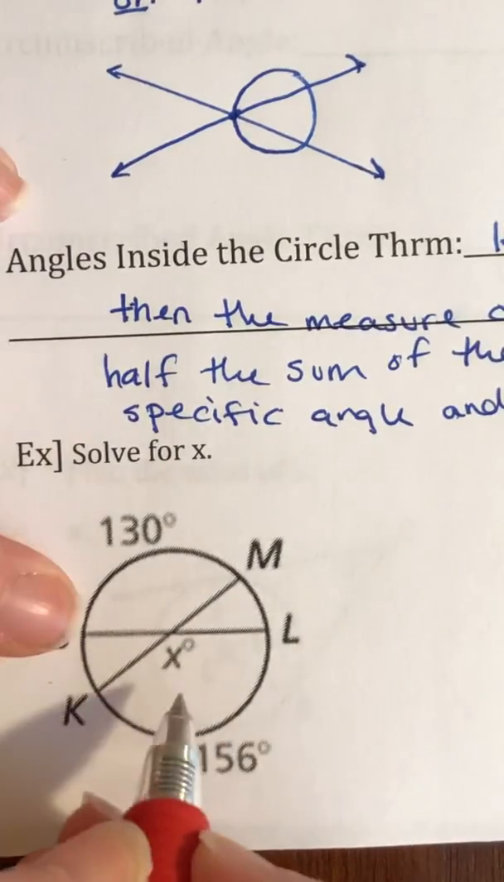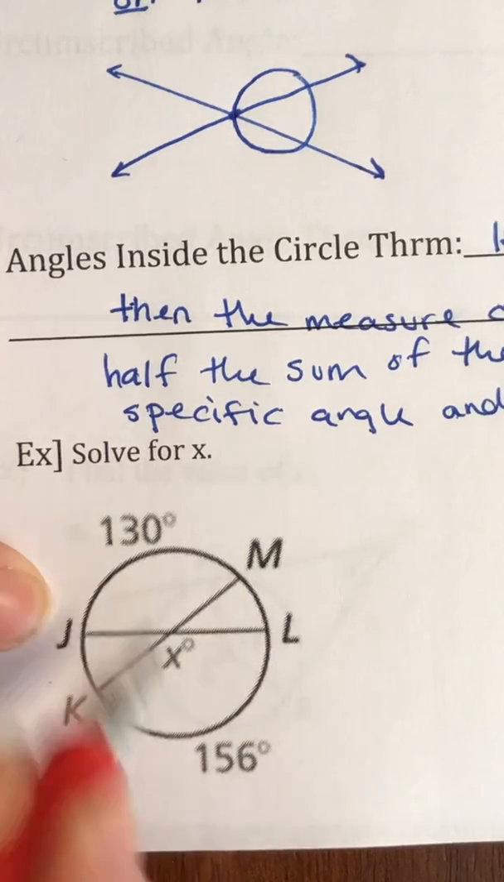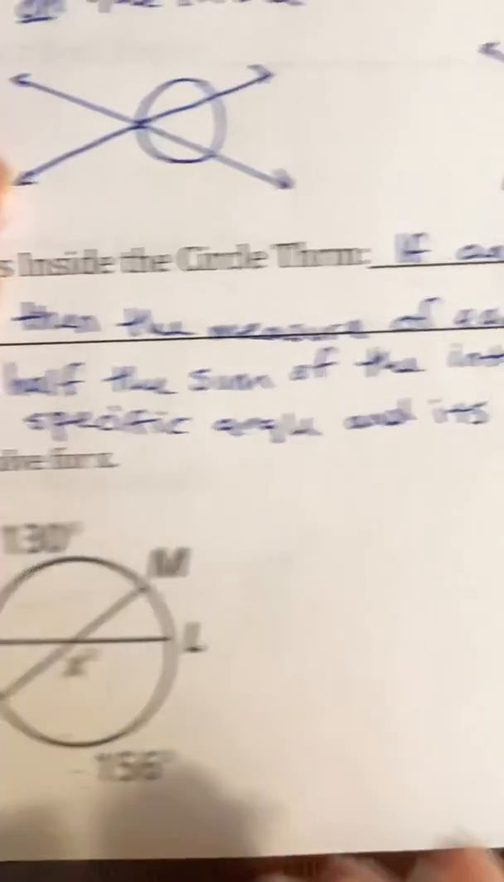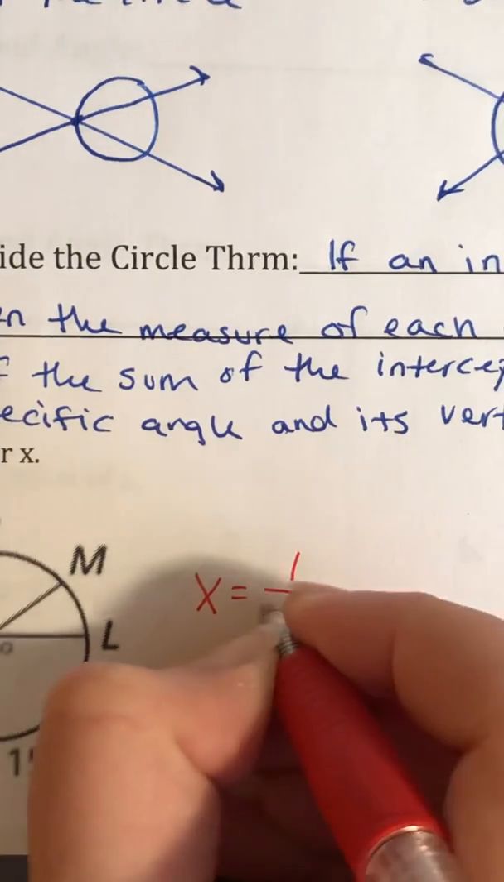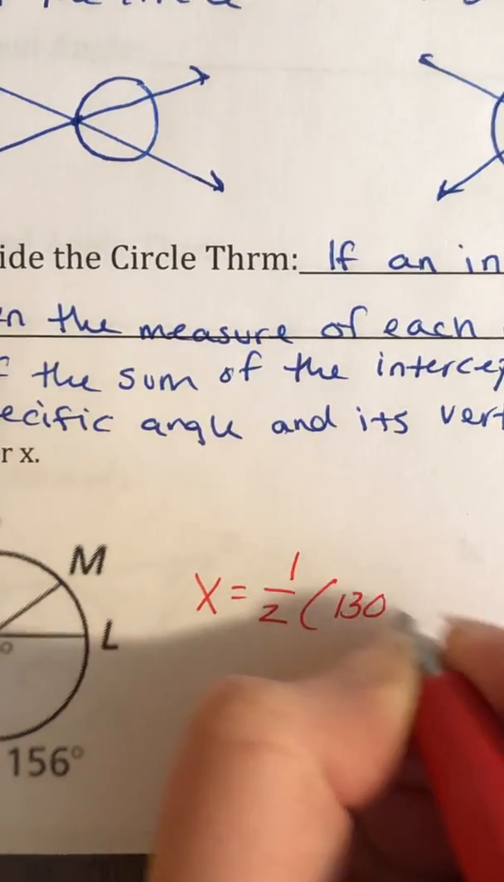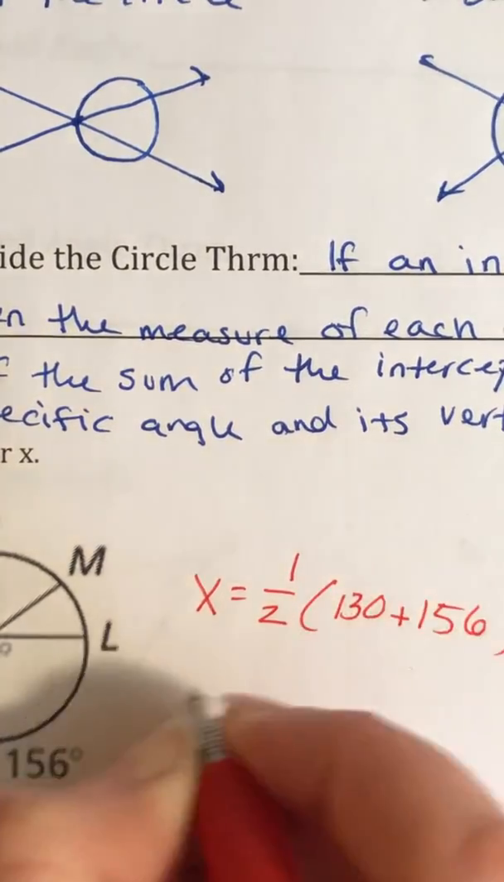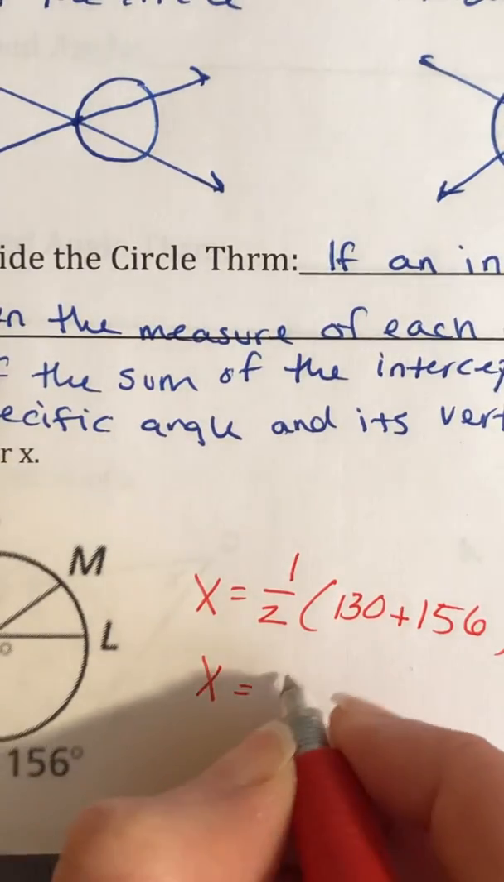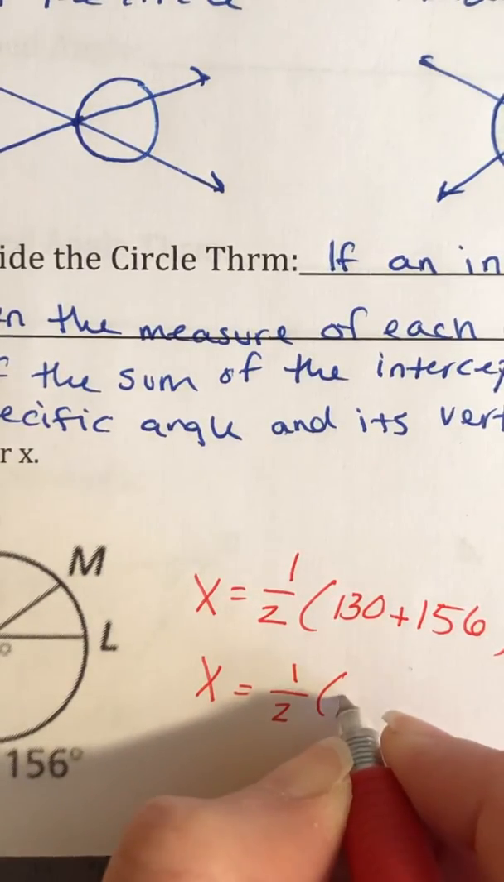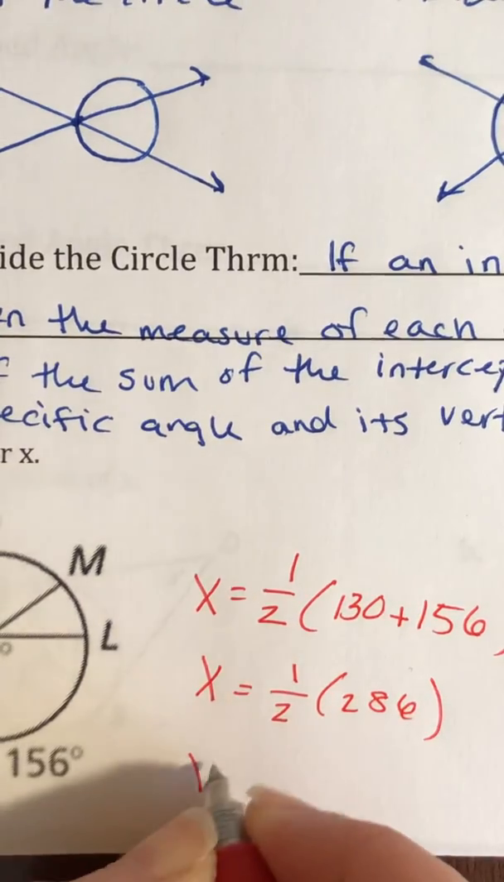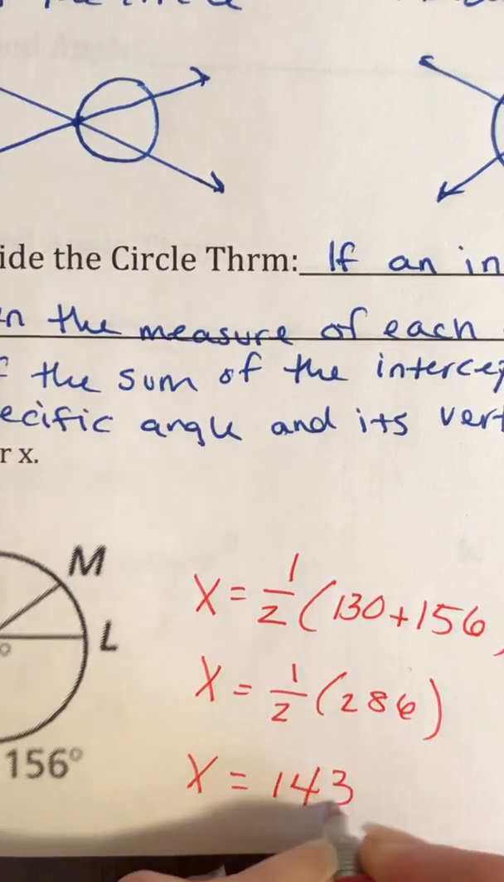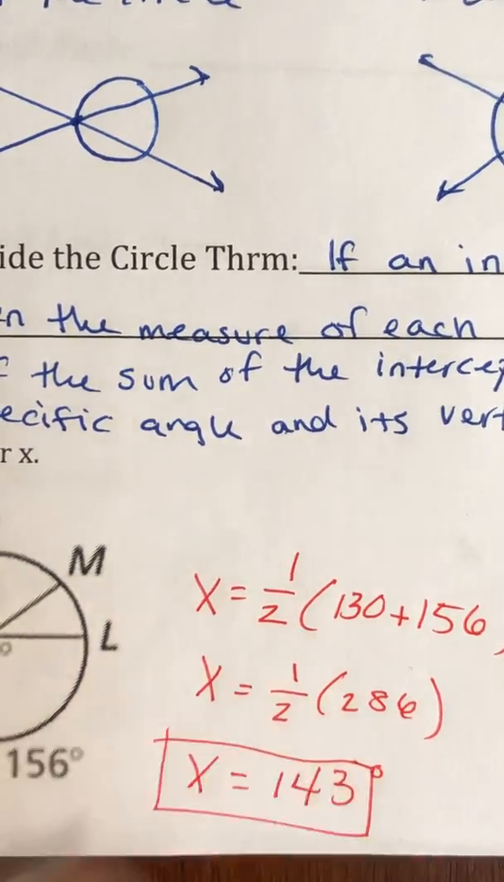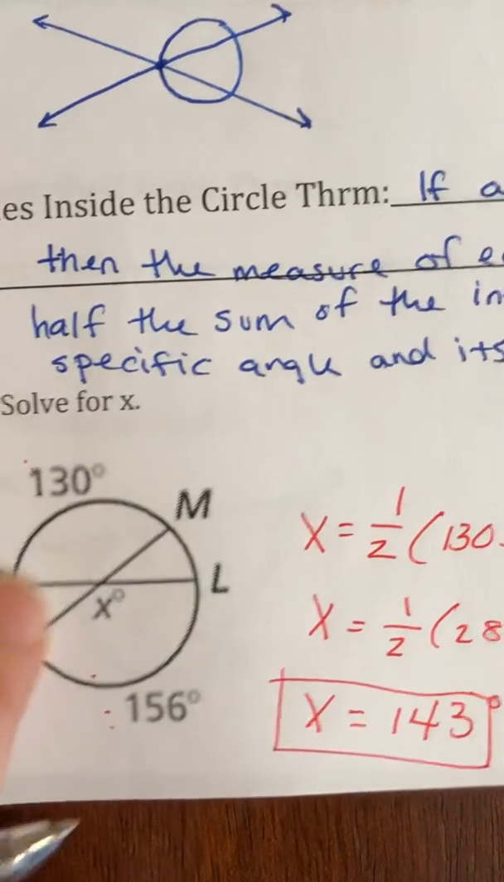So we have right here, I want to find what x is. Well, it's going to be the average of these two, so half the sum. So x is going to be 1/2 of 130 plus 156. 130 plus 156 is 286, and half of that is 143. So that is the value of x, it's 143.